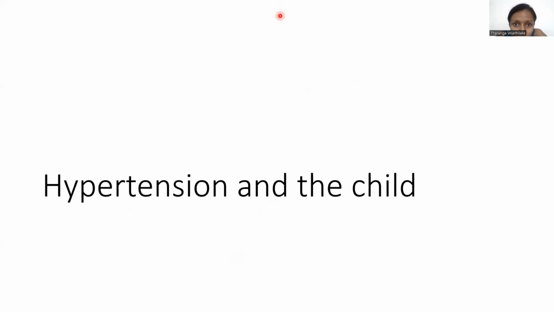Before I move on, I'll just have a quick look at the chat and see what we have. Right. So for hypertensive urgencies, you can use pretty much any medication because you don't have any target organ damage.